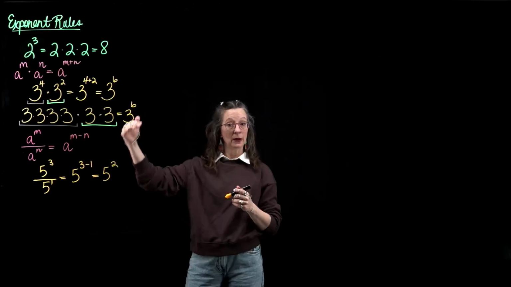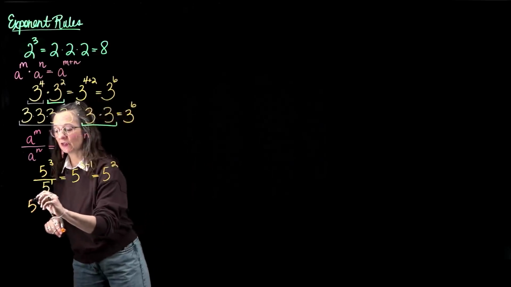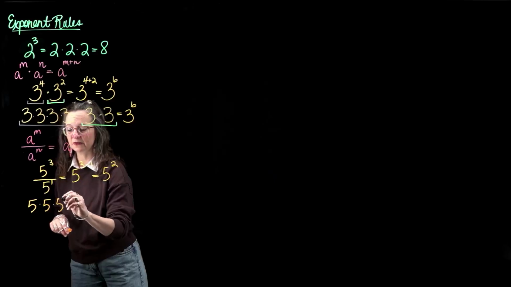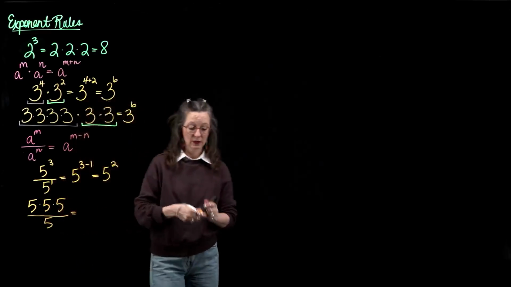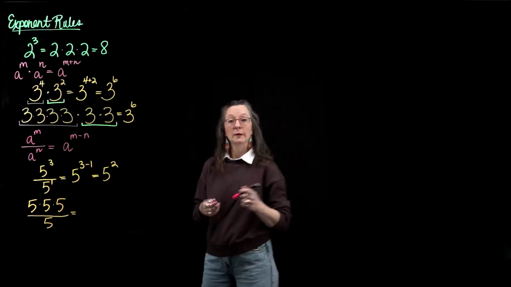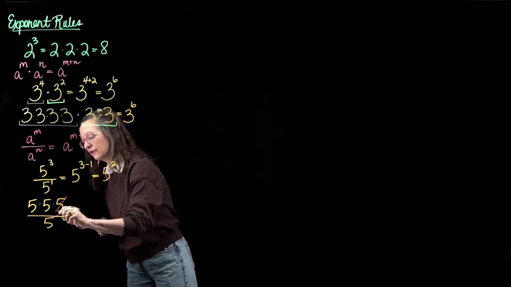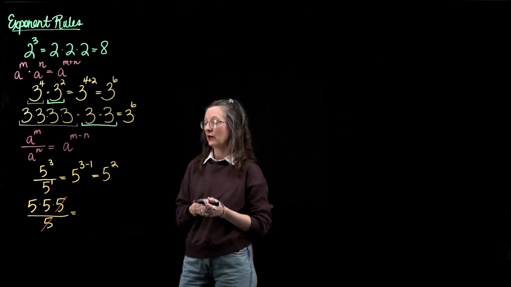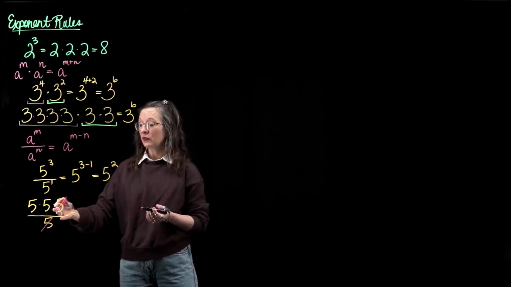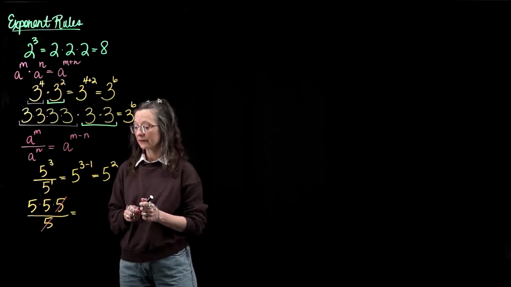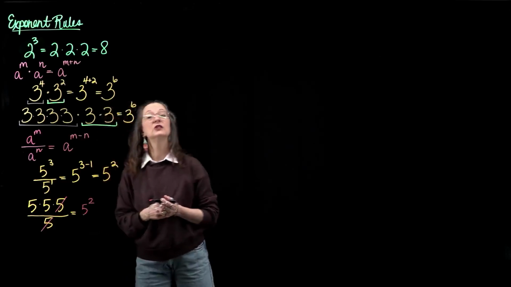Let's look at this another way by writing it out, just like we did with our 3's up here. So if I had 5 to the 3rd, which is 5 times 5 times 5, and it was going to be divided by 5 to the 1st power, remember, our fractions tell us that we can cancel when we have the same number in both the numerator and the denominator. So I'm going to cancel one of those 5's in the numerator with one of those 5's in the denominator. And that's going to leave me with 5 times 5 in the numerator, which is just 5 to the 2nd power.